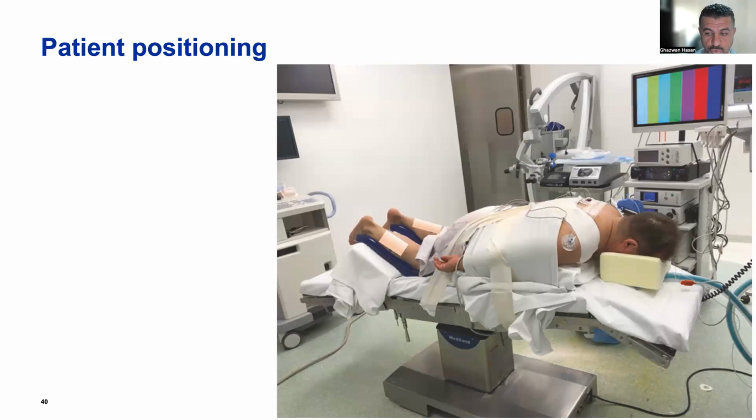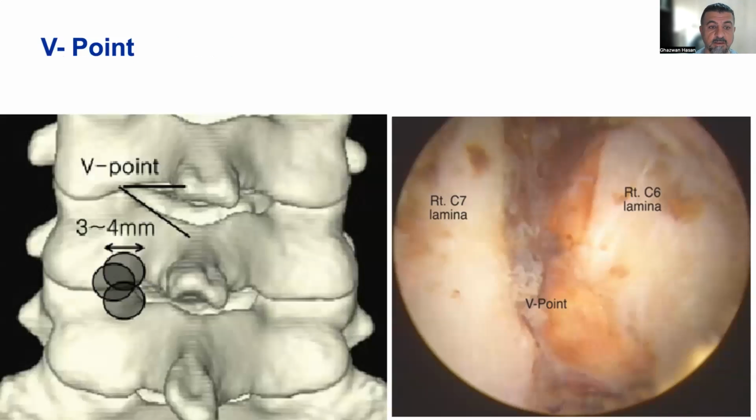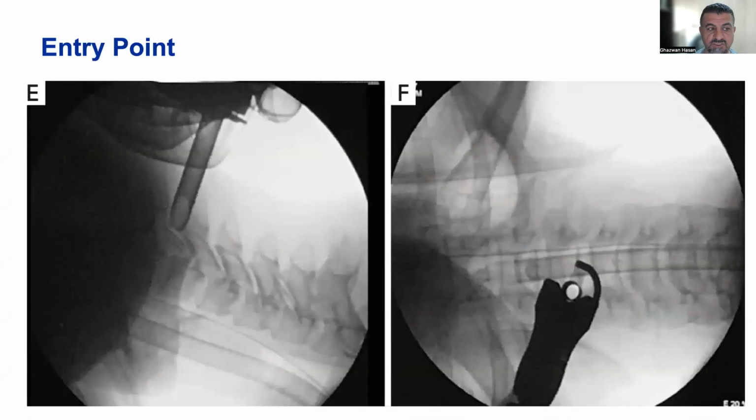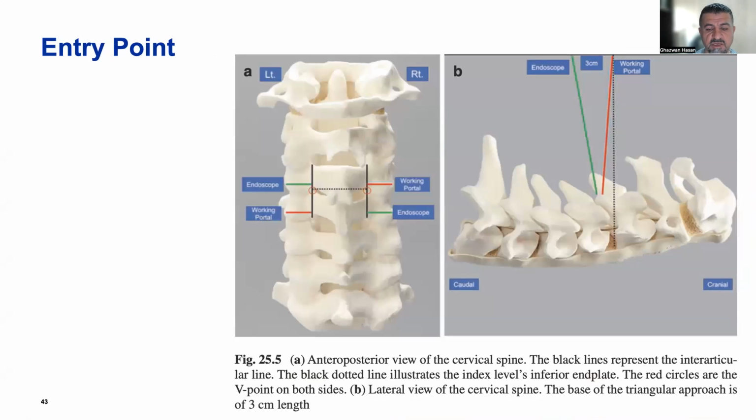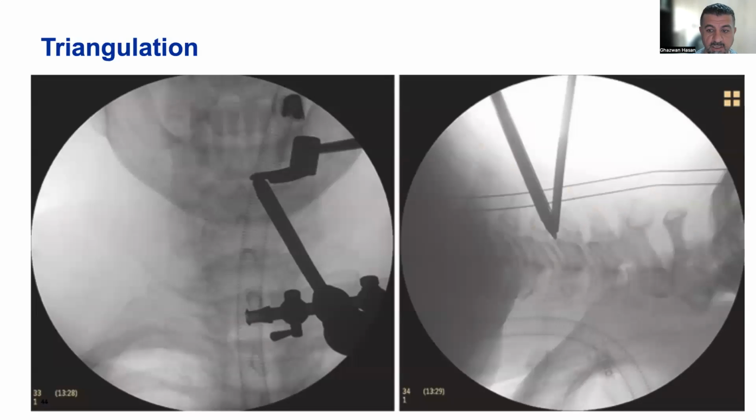We need to do a little, let's say, flexion in order to widen the space, especially for patients with a short neck. And the most important point is what's called the V point, which is the triangle defined by the upper and lower lamina toward the midline. And this is the technique by which we introduce the entry point. The entry point depends on many pathologies, according to the distance between the skin and the bone. But one concept is that you have to target the V point and clear it in your initial cases.